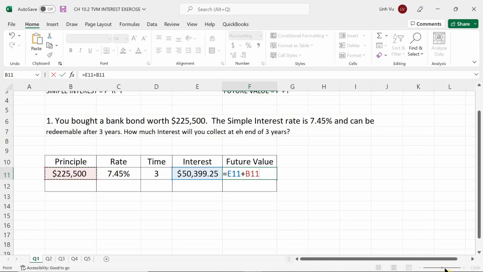So again, future value is going to be, I'm sorry, future value is going to be principal plus interest.